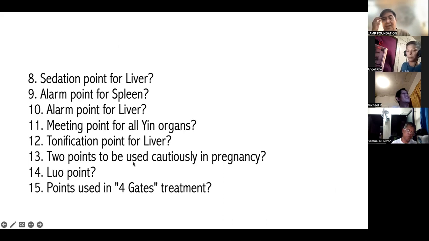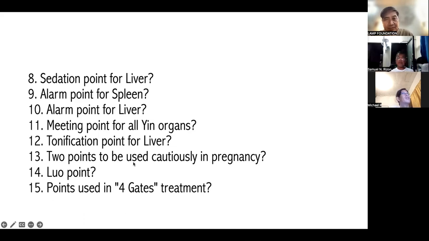Ma'am Lane. Ma'am Lane? Good evening po. Good evening. Ang number 8, yung sedation point for liver is liver 2 po siya. Okay, very good. Then, alarm point for the spleen? Ang alarm point ng spleen is liver 13. Very good. Alarm point for the liver? Ang alarm point ng liver is liver 14.